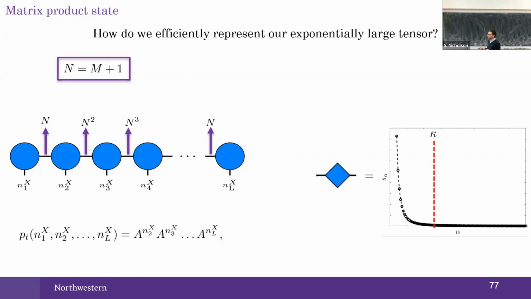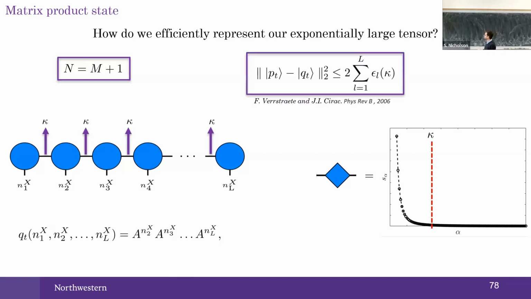And so what this means is that we can say we're going to accept a certain amount of error in our approximation. So we can set some value, call it kappa. This is going to be our bond dimension of our tensor. And then we're going to throw away all singular values that are smaller than whatever this value is at kappa. And the product of this is that now we have a new matrix product state that does not grow exponentially in our bond dimension, but is finite.